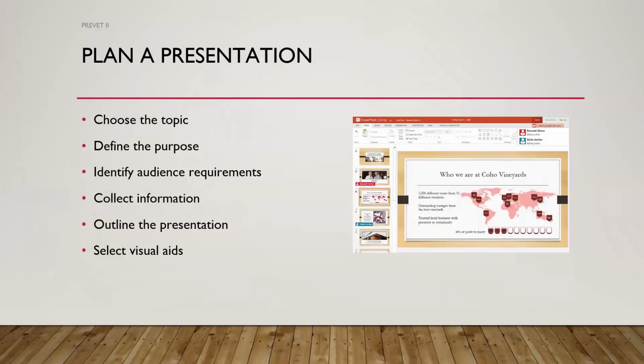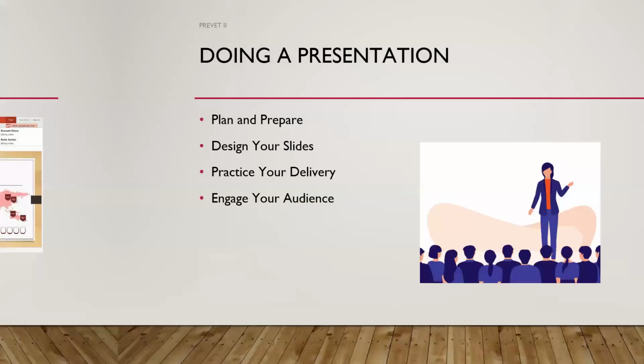And here are the key points. That means first you have to choose a topic, then think about your purpose, then think about your audience, and according to all those things, you have to collect information. Then you have to outline your presentation and think about how to present it. You can add some images, and you can add some processes to deliver your presentation.